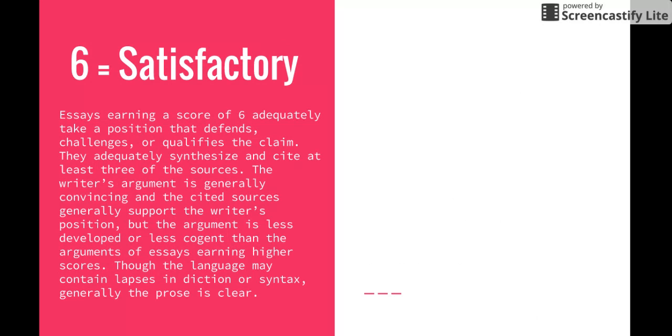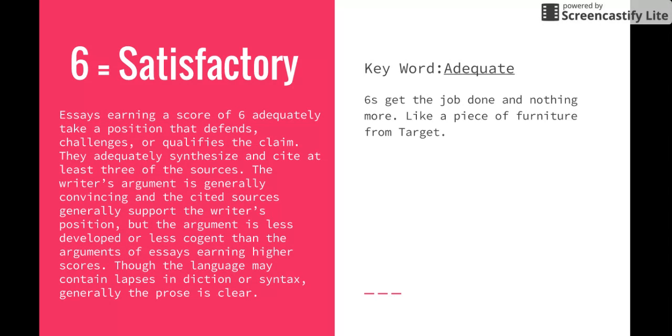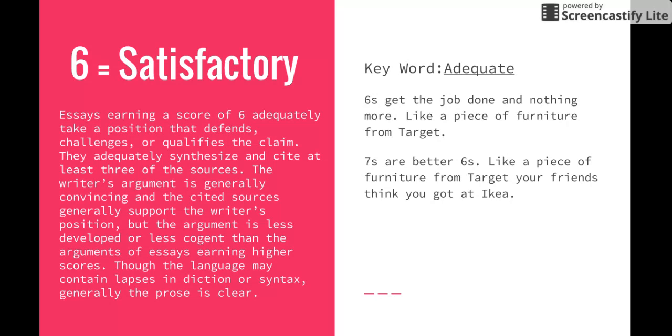Then you got your 6s. That's your satisfactory. The key word here is adequate. Okay, 6s, they get the job done. They do everything they're supposed to do. They're like a piece of furniture from Target. You know, you're not expecting much, but it's still kind of nice and it does everything it's supposed to do, right?